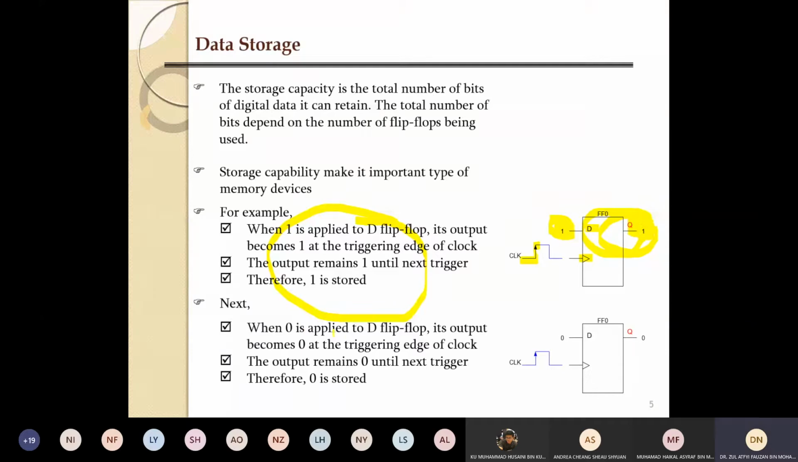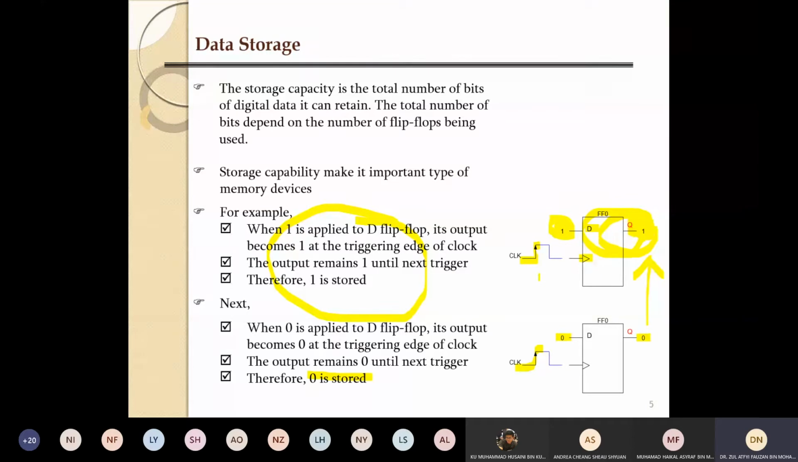Next, when 0 is applied to the D flip-flop, if there is another input, for example 0, its output becomes 0 at the triggering clock edge. So this 0 will be the output here, and it will replace the input 1 from the previous clock. The output remains 0 until the next trigger, therefore 0 is stored. So that is what we call data storage.